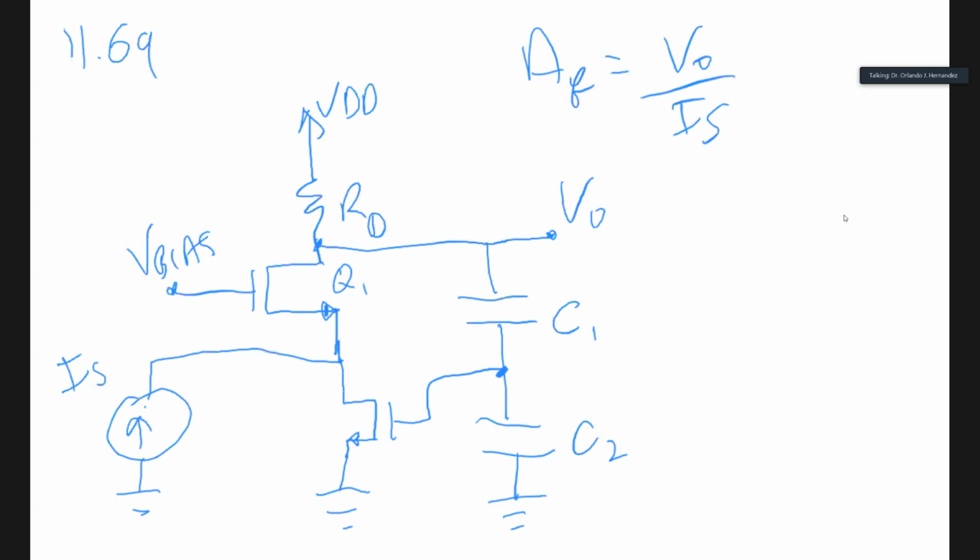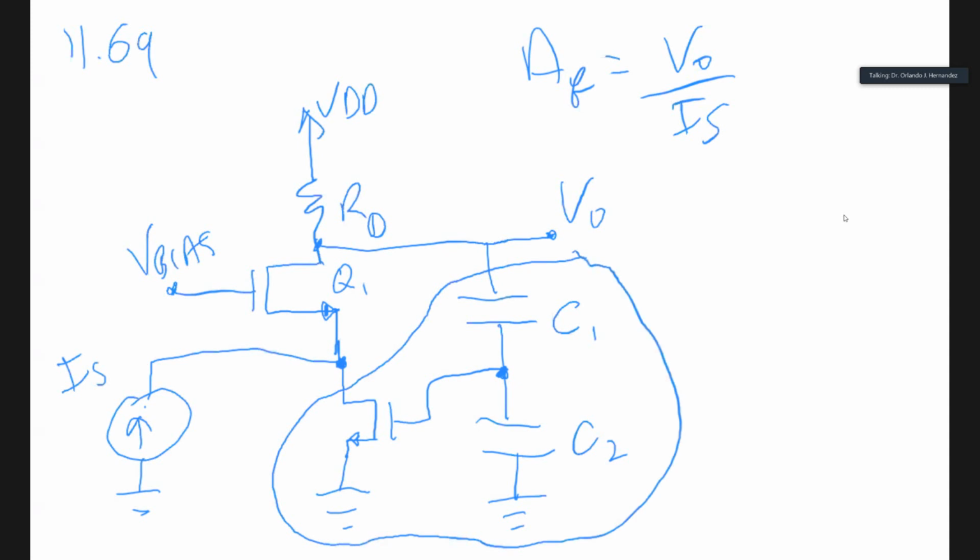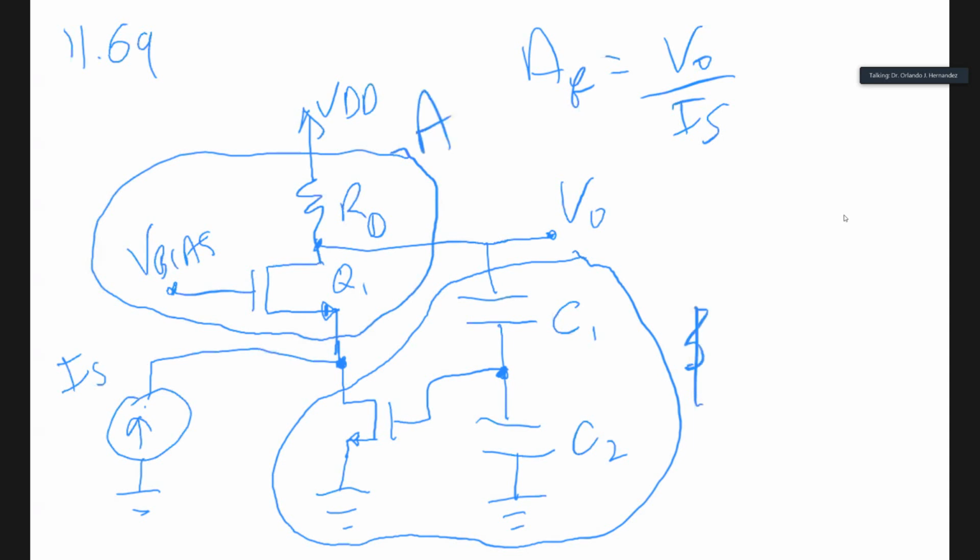And you can see that this is your feedback coupling point here. And the output is being sampled through this capacitive network over here. So the beta network is going to be the two capacitors and the common source amplifier. Okay, and then this part over here is your A. So this is the beta here and the A over here.